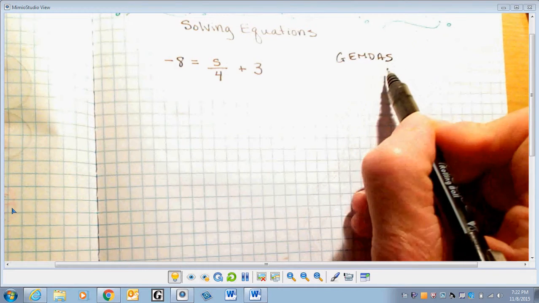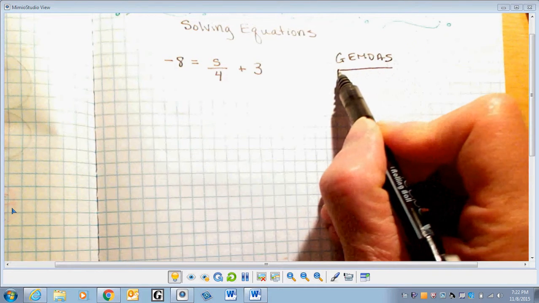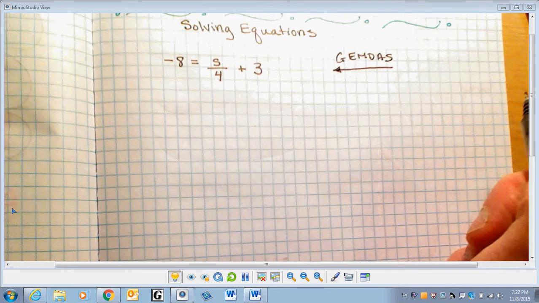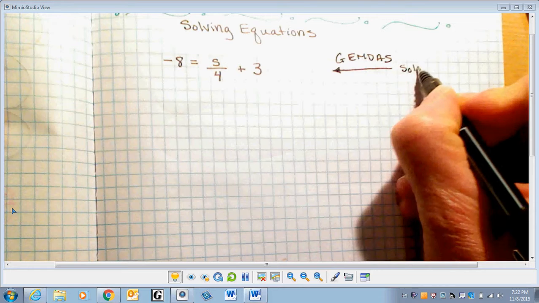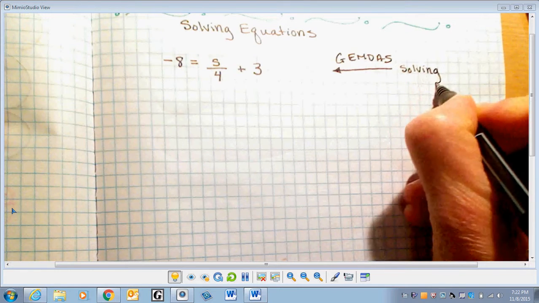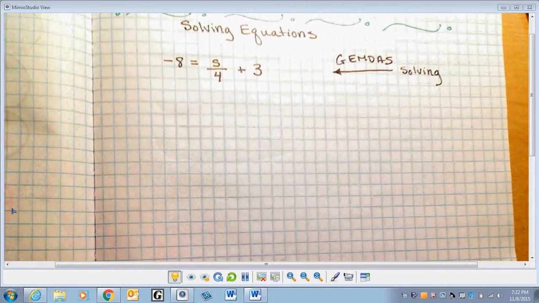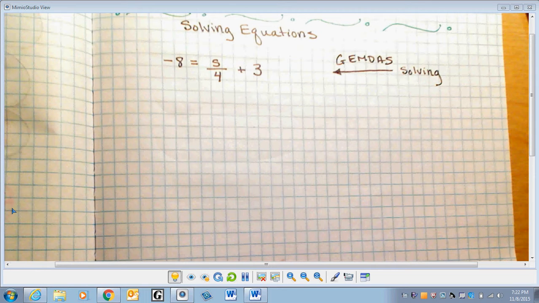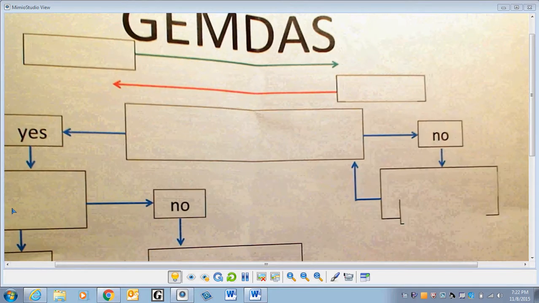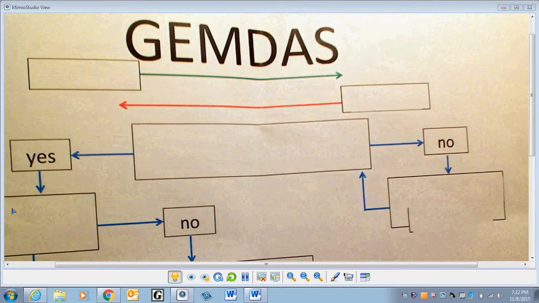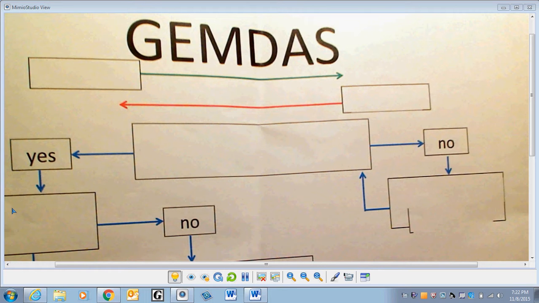But we're actually going to be going in the opposite direction. We're going to go opposite in order to solve. And right here I'm going to write solving. So I have this equation, -8 equals s divided by 4 plus 3, and we want to solve for the variable s. So the first thing I want to do is complete this flow chart to help us keep things straight.